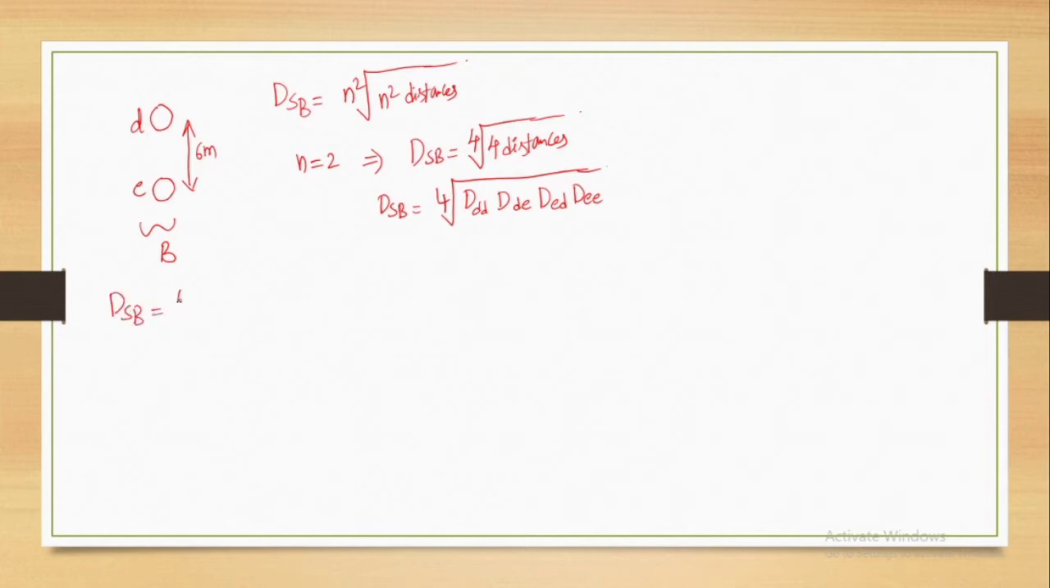Now DSB is equal to the fourth root of self distances. D to D as well as E to E are self distances, which are equal to r dash whole square, because two distances, and the D to E distance is the same as the E to D distance, which is 6. So we'll get 6 square. Right?